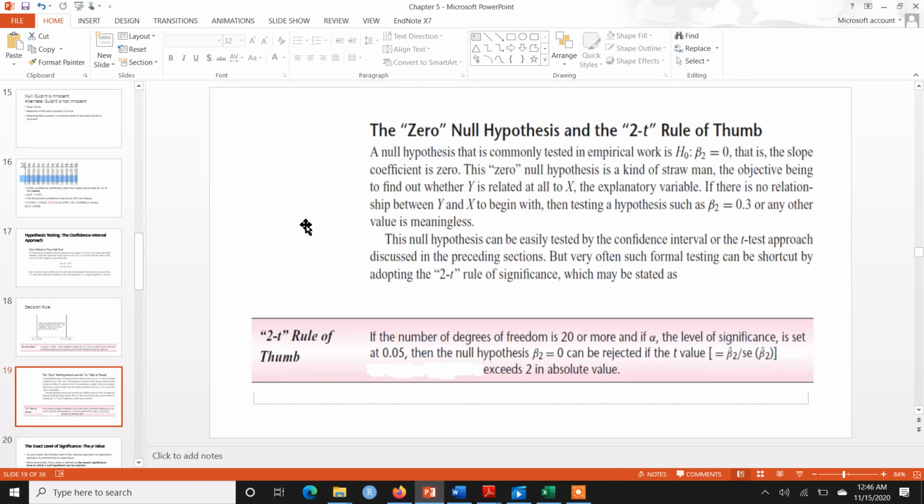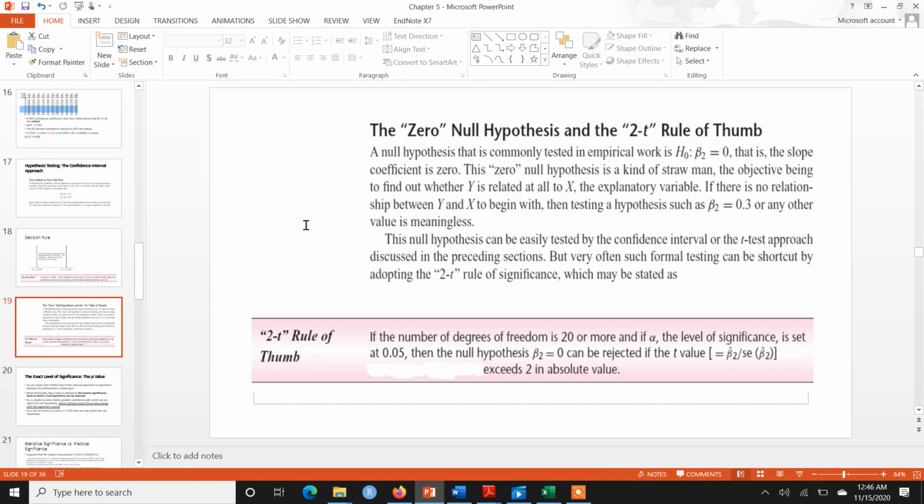So coming back, if we have a null hypothesis that the slope is 0, our degrees of freedom is at least 20, and the alpha is set at 0.05, then we can reject the null hypothesis if the calculated t value is greater than 2.